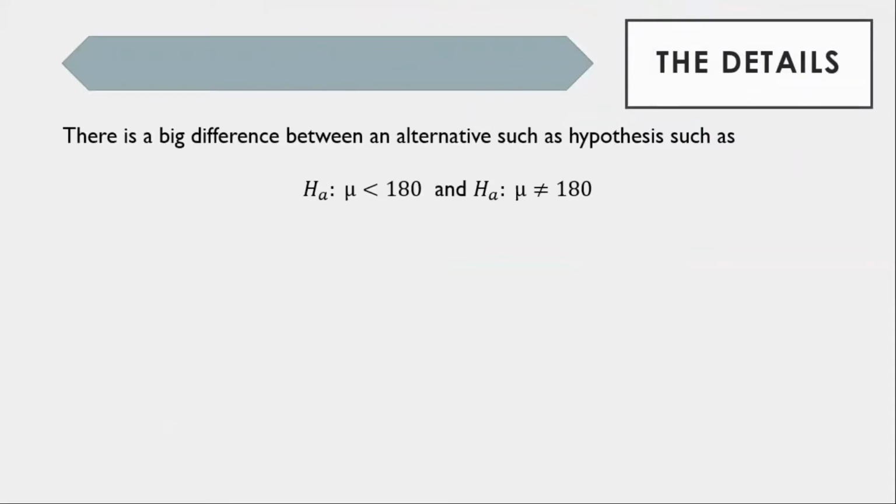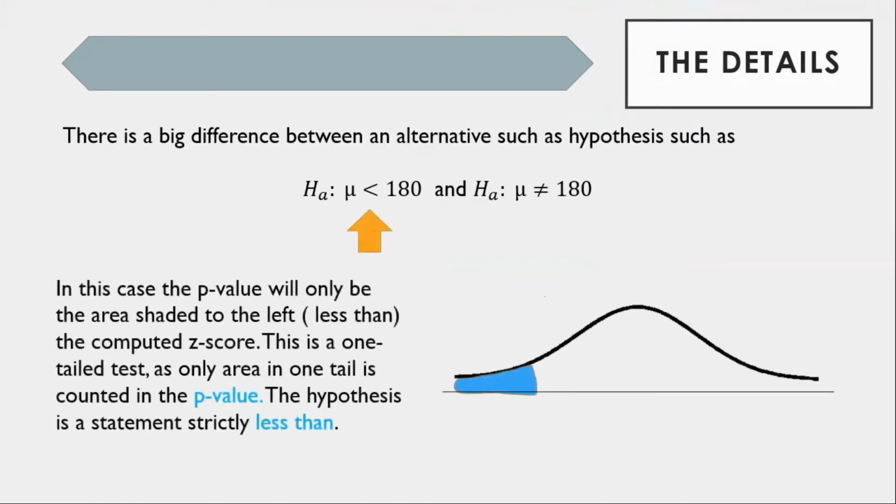There is a big difference in our alternative hypothesis, though, between saying that the average is less than 180 versus saying the average is not equal to 180. If our alternative hypothesis looks something like the mean is less than 180, in this case, we'll be shading to the left, right? Everything that's less than a certain value. And it's represented on my curve here in blue. I've shaded everything less than some hypothetical value.